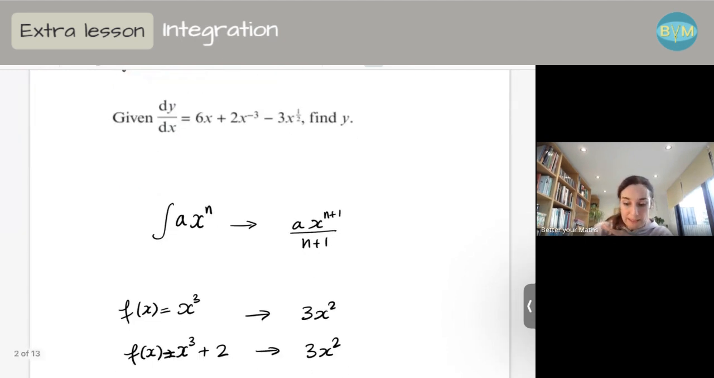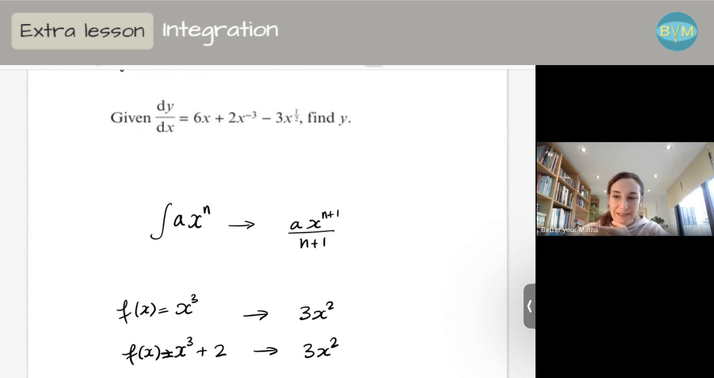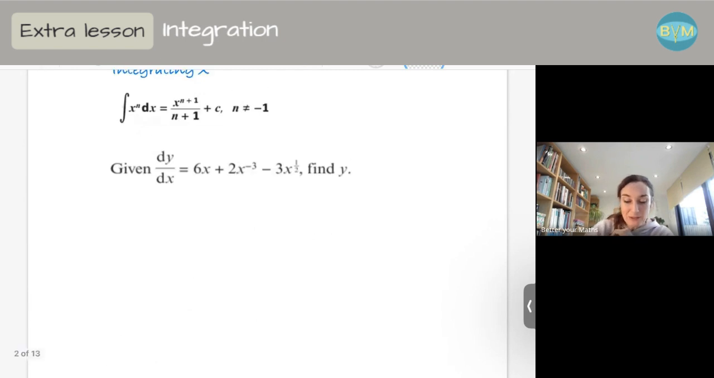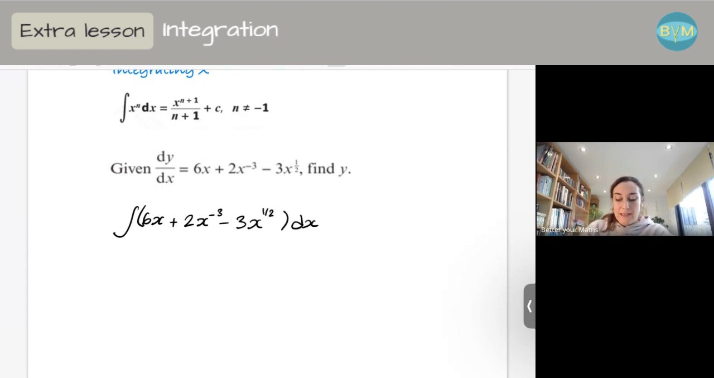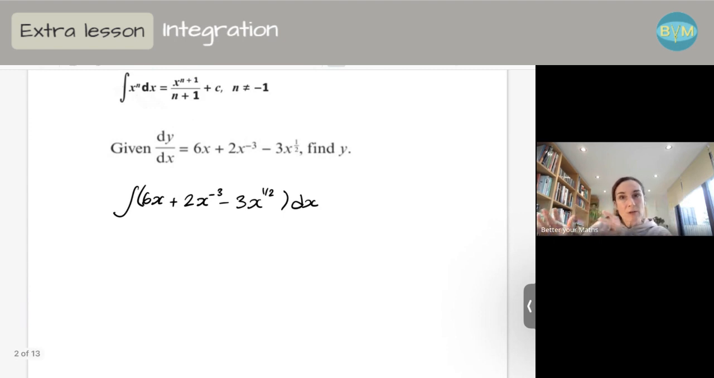So very quickly, I would like you all to integrate this function. I think maybe when I was talking, you were already doing it. So please give it a go. We are going to integrate 6x plus 2x to the power of minus 3 minus 3x to the power of a half, dx. My recommendation is, when you have terms, you integrate each term at a time, and you keep the coefficient. Then when you have integrated and written whatever you are dividing by, you simplify your coefficients. It's less likely to make mistakes that way.